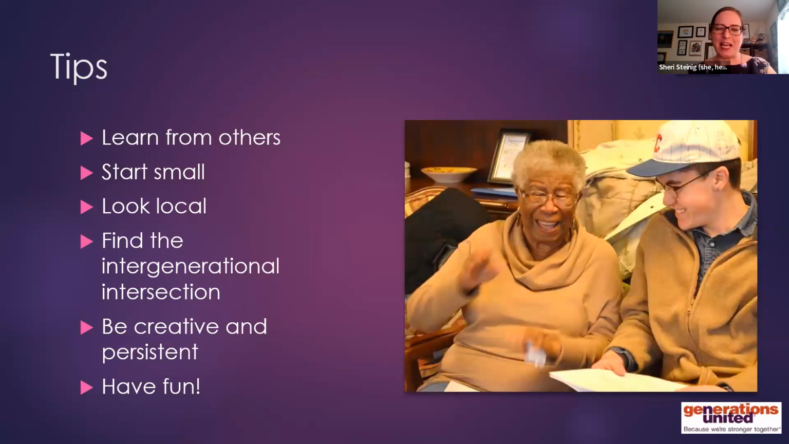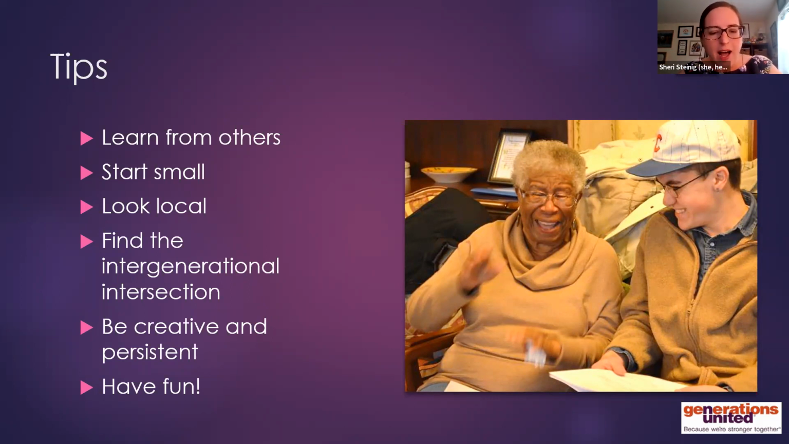Just a couple of tips that I wanted to close out sharing today, for folks interested in getting started. The first is to learn from others: find the programs that are out there, see what's been done or is being done, and assess what might work with your participants in your community. Start small. Think about projects or services that you currently offer that could have an intergenerational element, or start with a small pilot project to test something out.